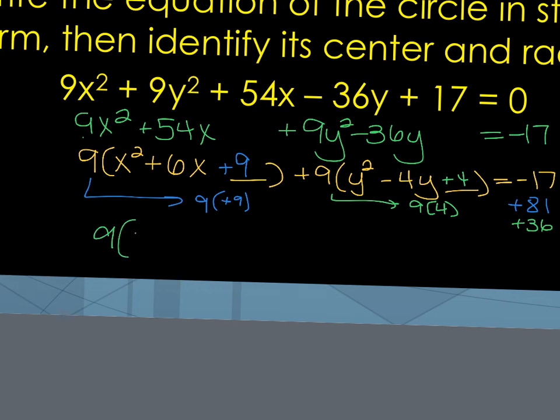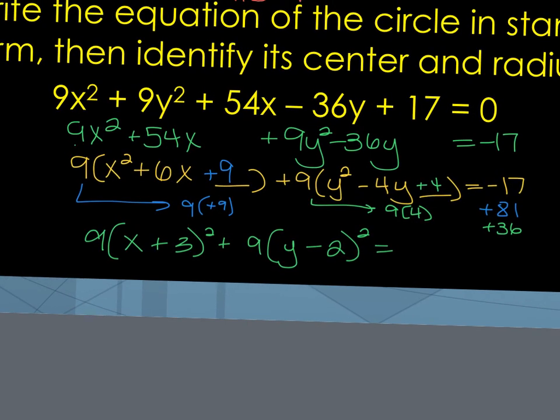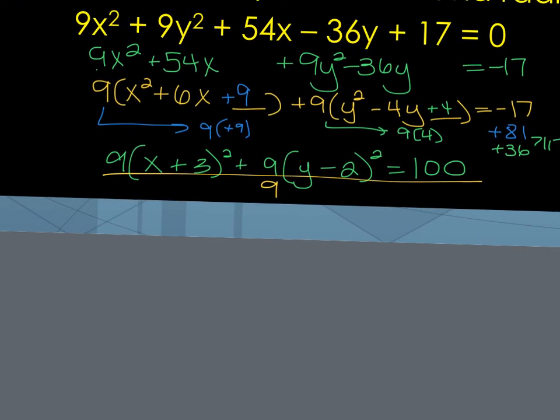So these are 9 would go on the outside, perfect square, square root the first, square root the last, take the sign from the middle. And then this is 117 minus 17, so that's 100. Standard form of a circle can't have anything in front of the parentheses, so I have to now divide everything by 9. So this is where it levels off. I'd end up with x plus 3 squared plus y minus 2 squared equals 100 over 9.